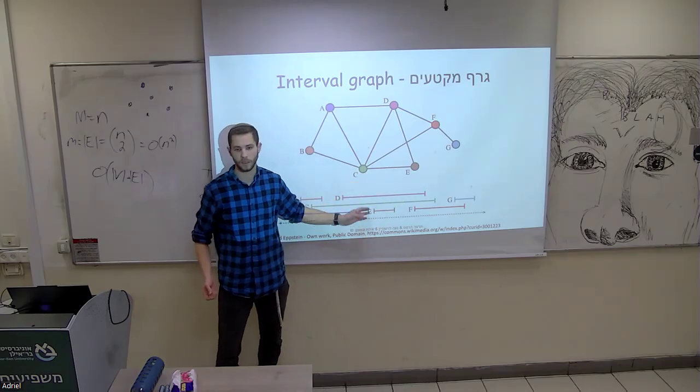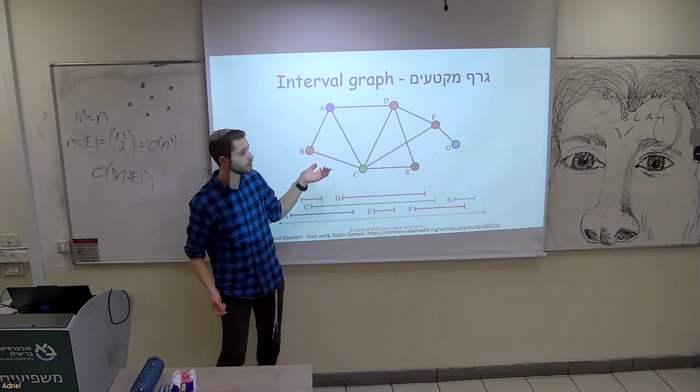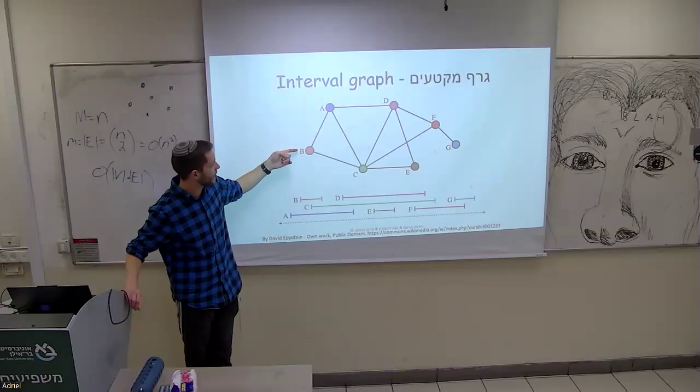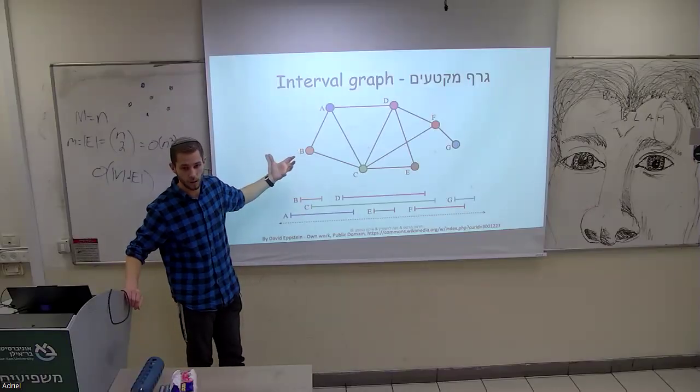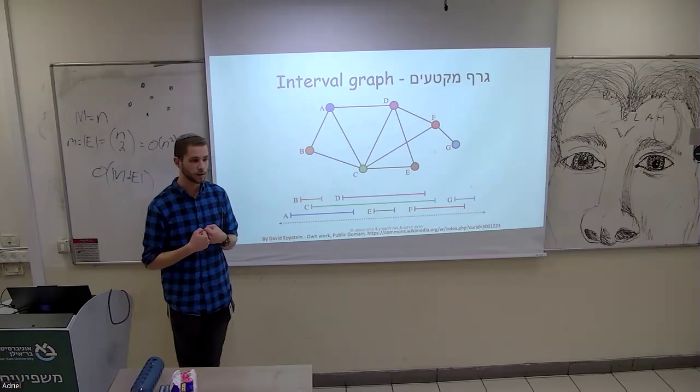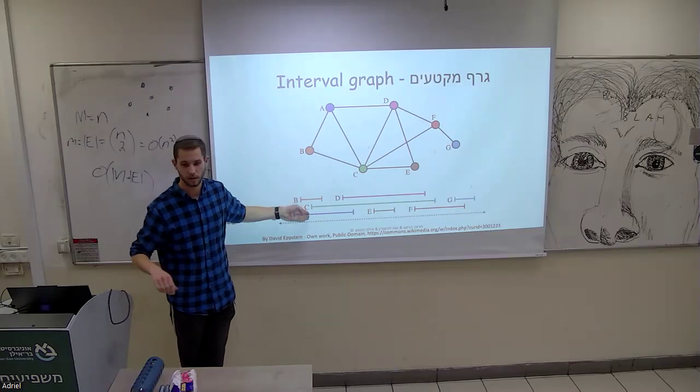So instead of that, we can turn it into an interval graph. What is an interval graph? Basically, each interval is its own vertex, and we have an edge between two vertices if they intersect.